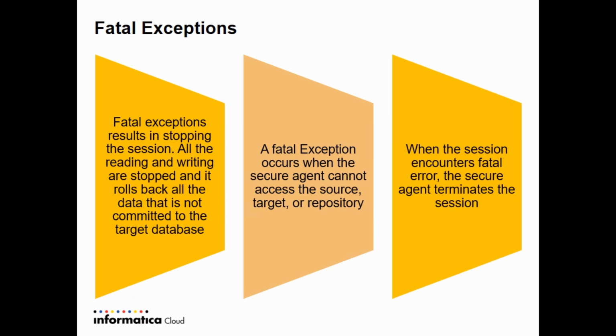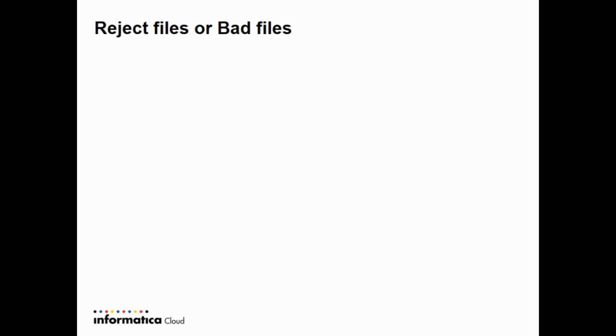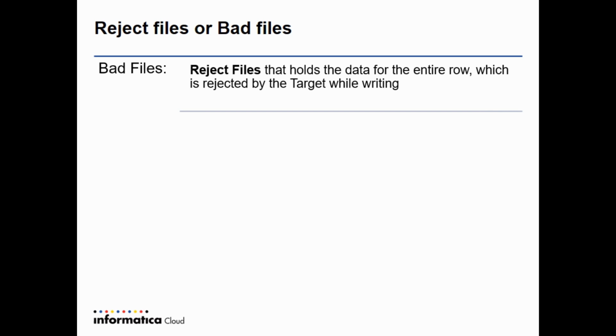When the session encounters a fatal error, the secure agent terminates the session. Let us now understand what bad files are. Bad files are often termed reject files, which hold the data for the entire row that is rejected by the target while writing. Whenever a session is created with a target, reject files are also created along with it. The file always appends the data to the bad file for each load.